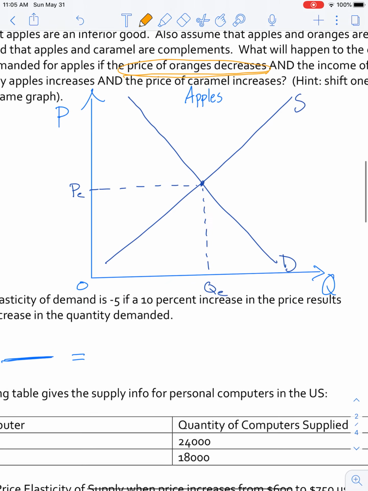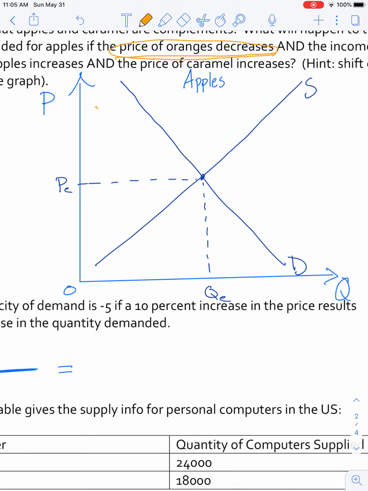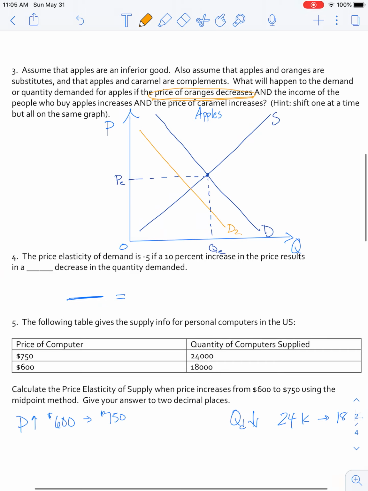So I'm going to shift this a little bit and call this D2. Right? So there's the first thing that happens. I'm going to color code it. Price of oranges goes down, that leads to a decrease in demand.